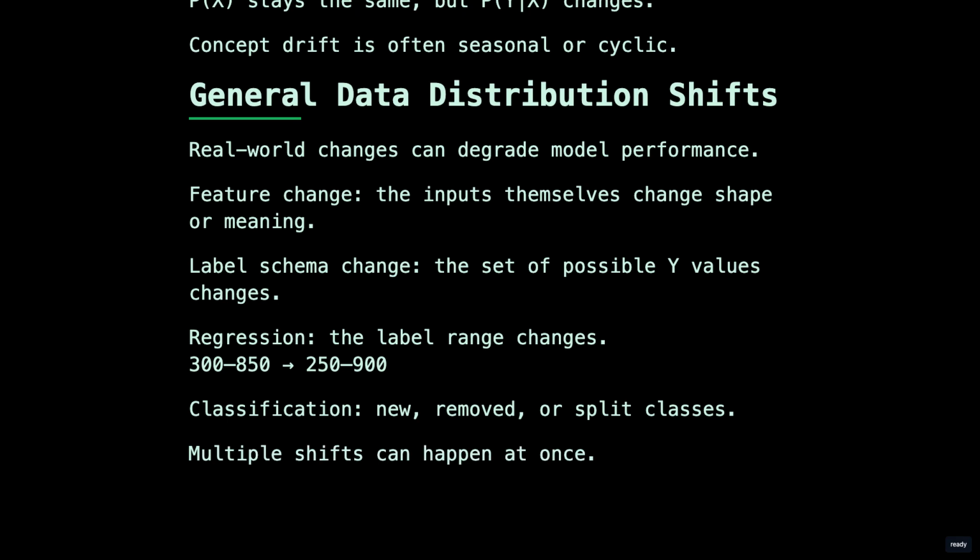These shifts do not arrive one at a time in a clean package. A single model can face several kinds of drift together, which is why diagnosing and fixing the problem becomes much harder.